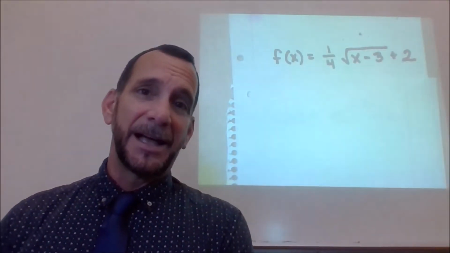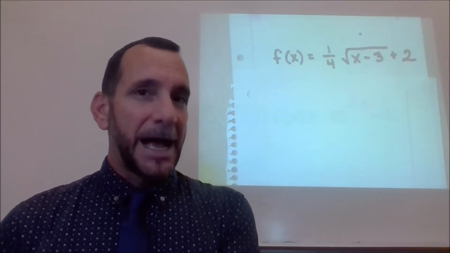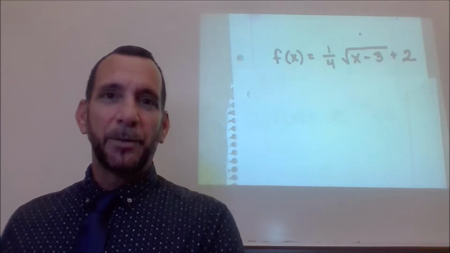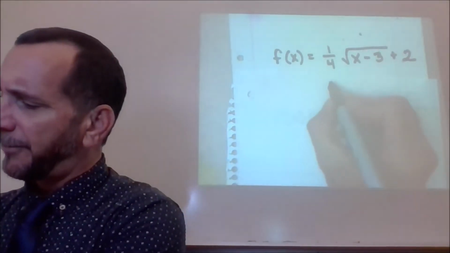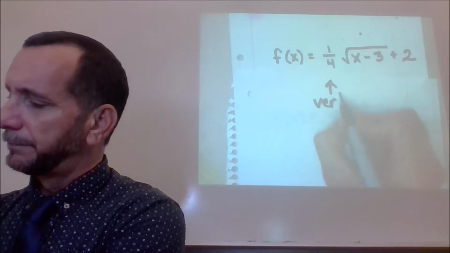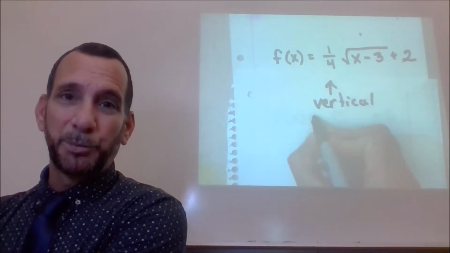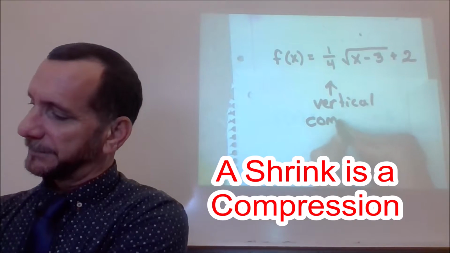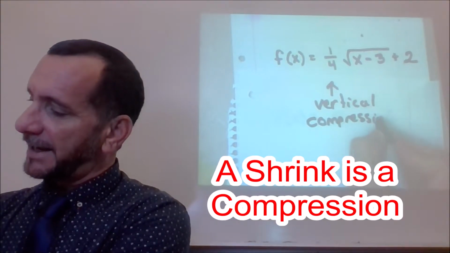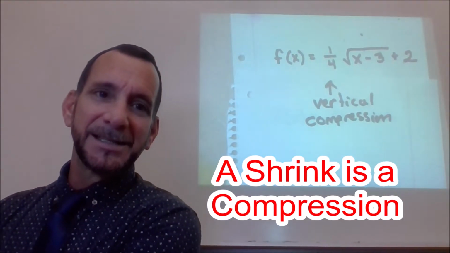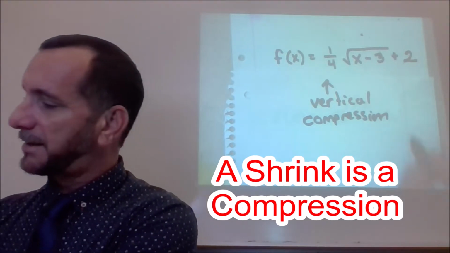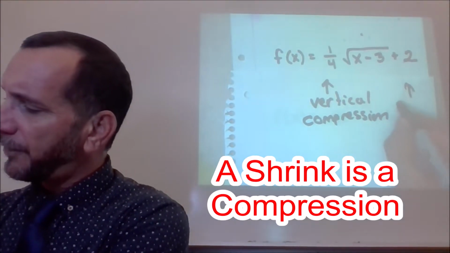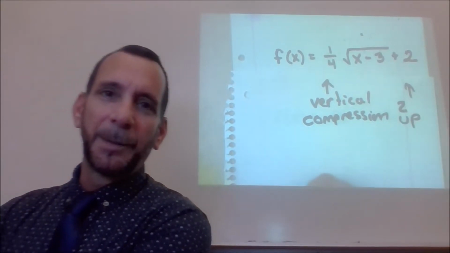The number is outside of the radical in this radical function, and we know that that will be a vertical change. It's less than 1. It's a vertical compression. Less than 1 vertically is a number between 0 and 1, non-negative number, and now we have going 2 up.